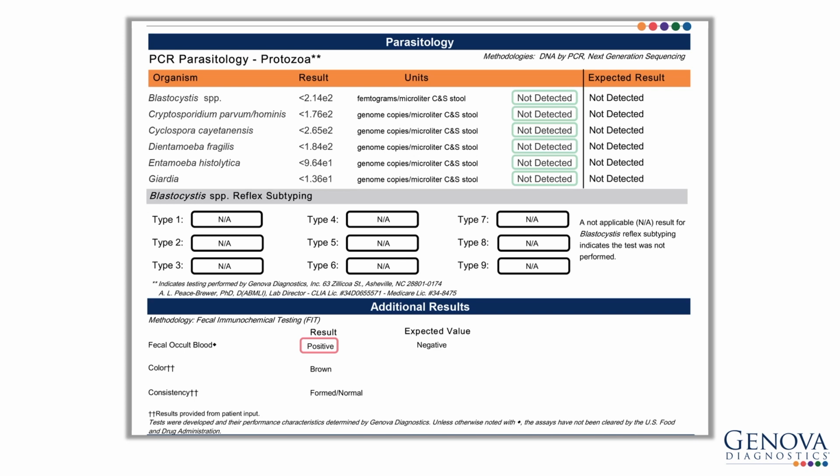At the bottom of the page, we see that fecal occult blood was positive. We think about fecal occult blood screening for colorectal cancer, but it can be elevated with inflammatory bowel disease, and we know she has a bacteria that can be associated with bloody stools. Consistency and color are reported by the patient at the time of collection, and those were normal.